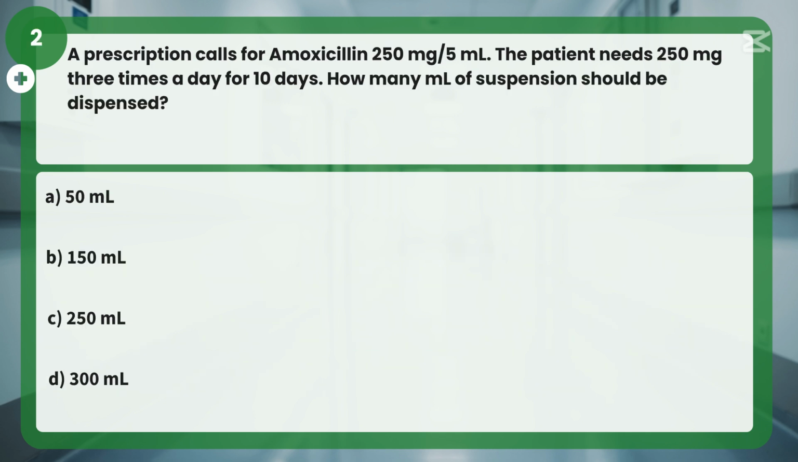Question 2. A prescription calls for amoxicillin 250 mg per 5 milliliters. The patient needs 250 mg 3 times a day for 10 days. How many ml of suspension should be dispensed? A. 50 milliliters. B. 150 milliliters. C. 250 milliliters. D. 300 milliliters.